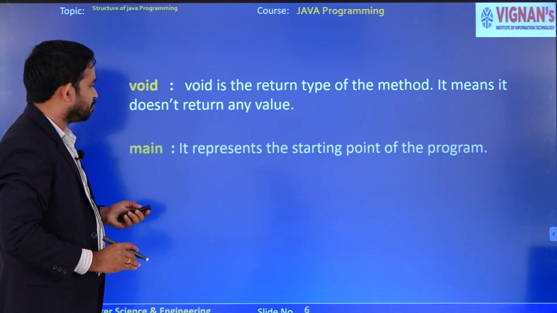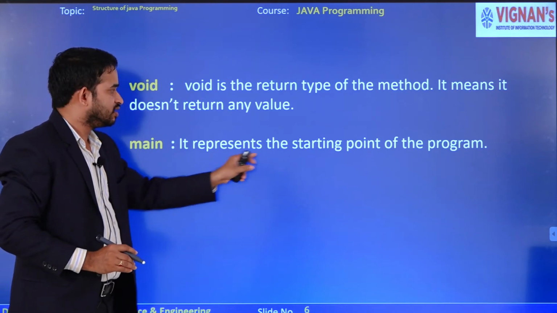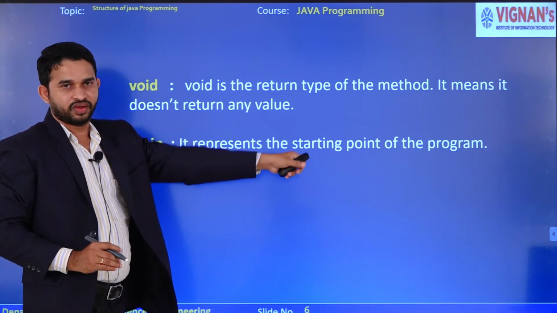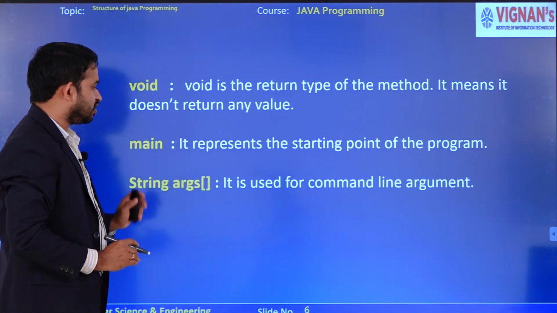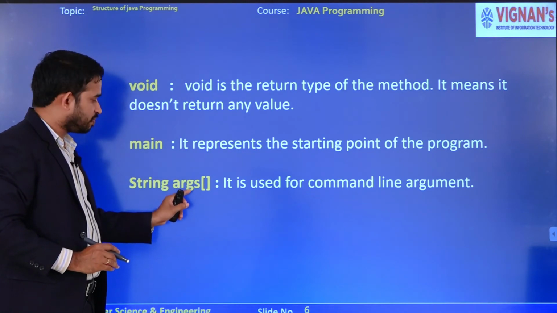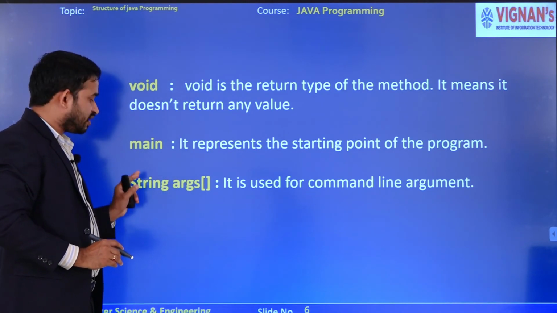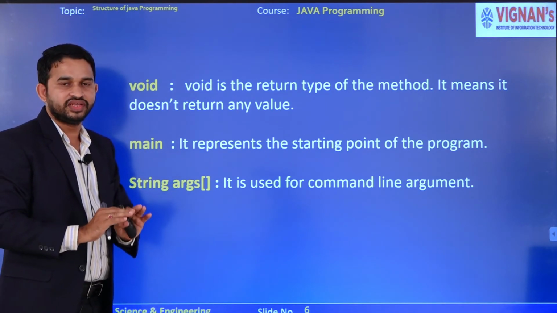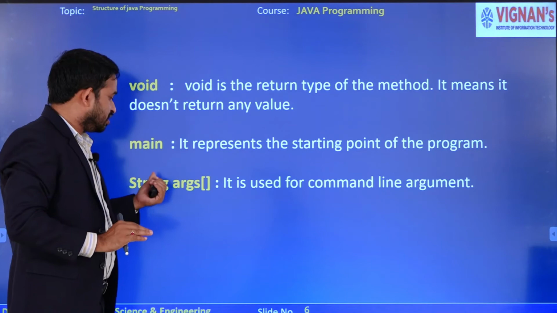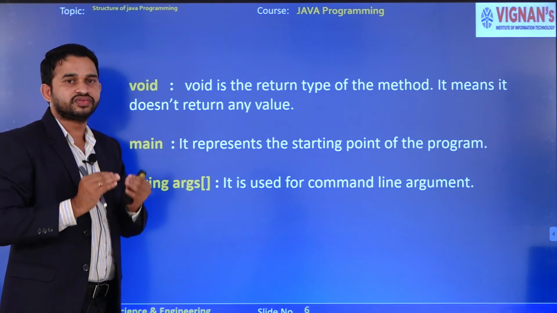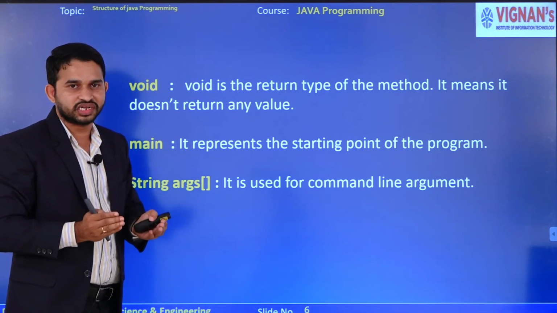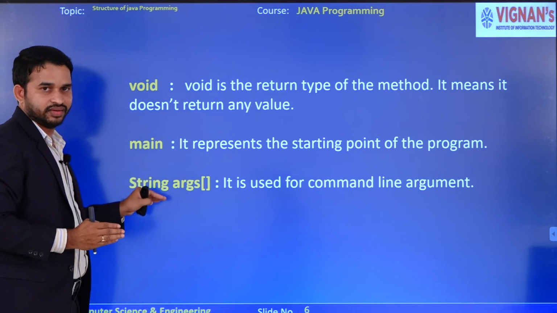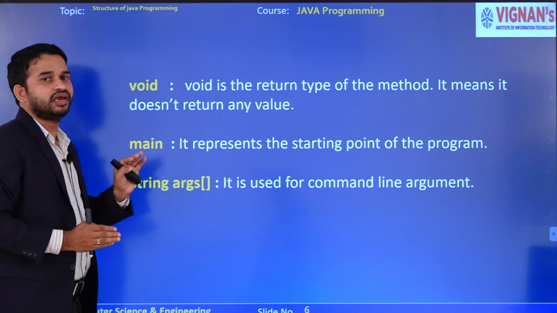What is the next keyword? Main. It represents the starting point of the program. The next one, String args. Here args is an array. What type of array? String data type. Why are we using only strings and not any other data type? Whatever data we give through the keyboard, the main method takes it in the format of strings, a set of characters. We call it a string, right? So that is the reason we declared it as string. We also call it command line arguments.